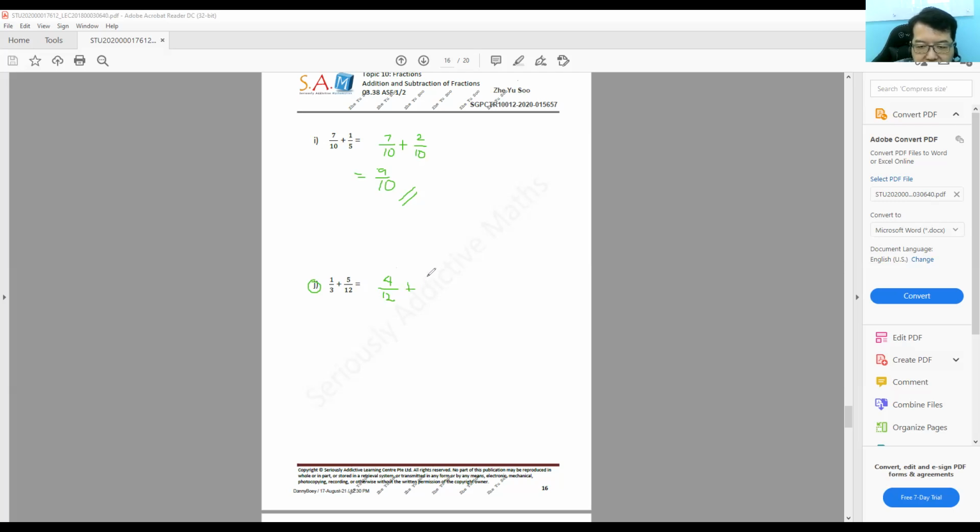So 1/3 plus 5 out of 12 is the same as 4 out of 12 plus 5 out of 12, which equals 9 out of 12. Is this fraction in its simplest form? No, it is not. So let's simplify it. We divide by a common factor. 9 divided by 3 equals 3. 12 divided by 3 equals 4. So 3/4, or 3 out of 4, is the correct answer.